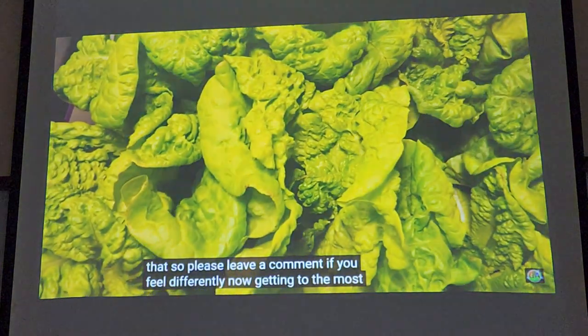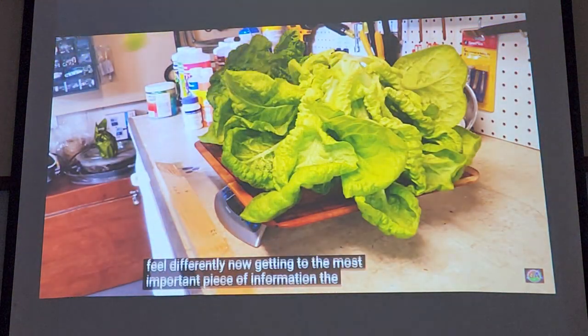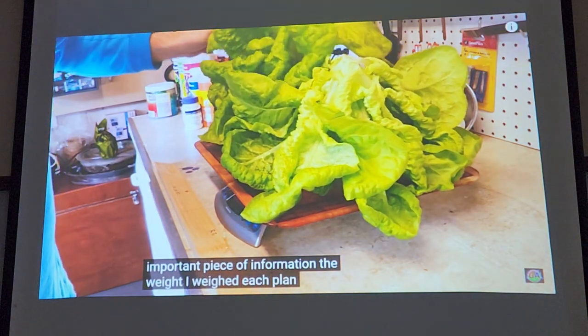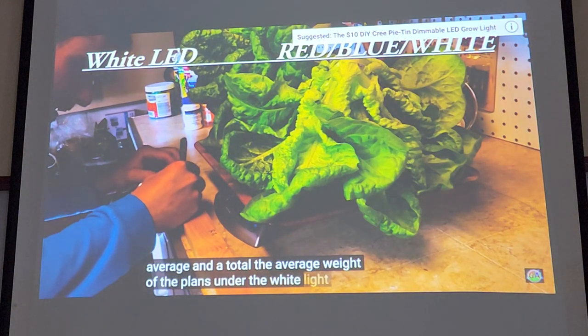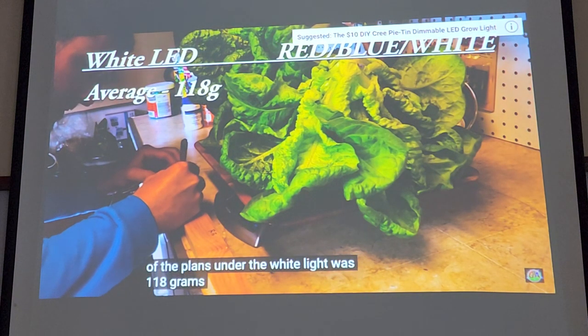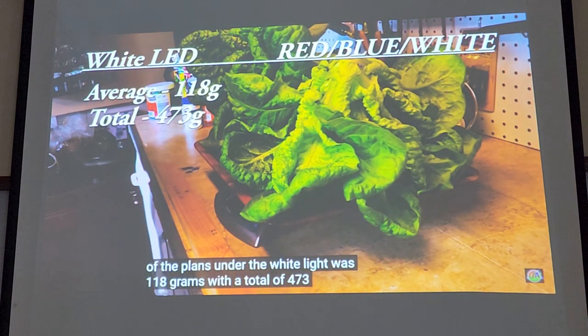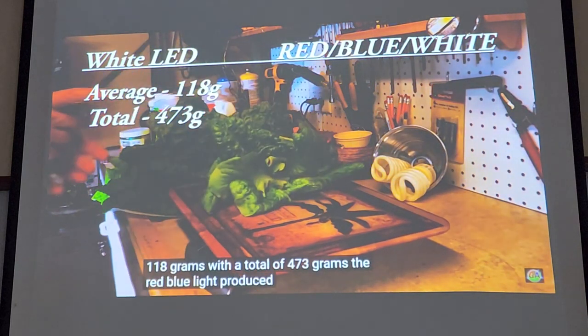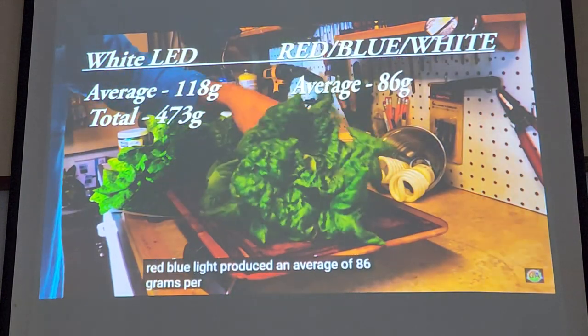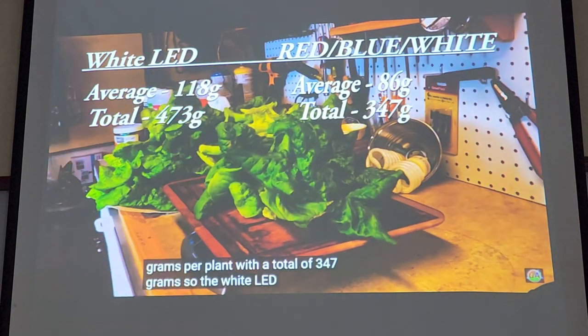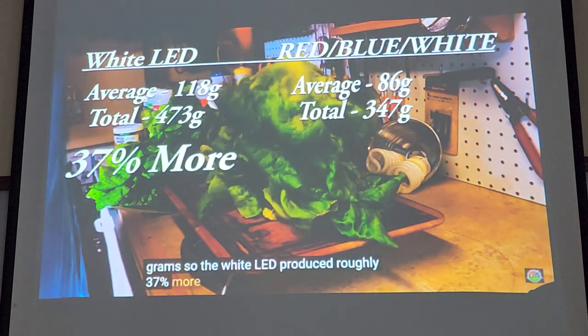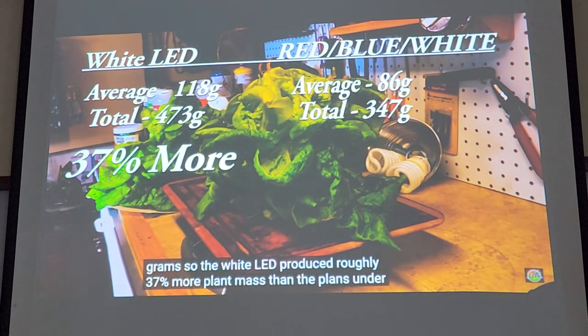Now getting to the most important piece of information, the weight. I weighed each plant to take an average and a total. The average weight of the plants under the white light was 118 grams, with a total of 473 grams. The red blue light produced an average of 86 grams per plant, with a total of 347 grams. So the white LED produced roughly 37% more plant mass than the plants under the red blue light.